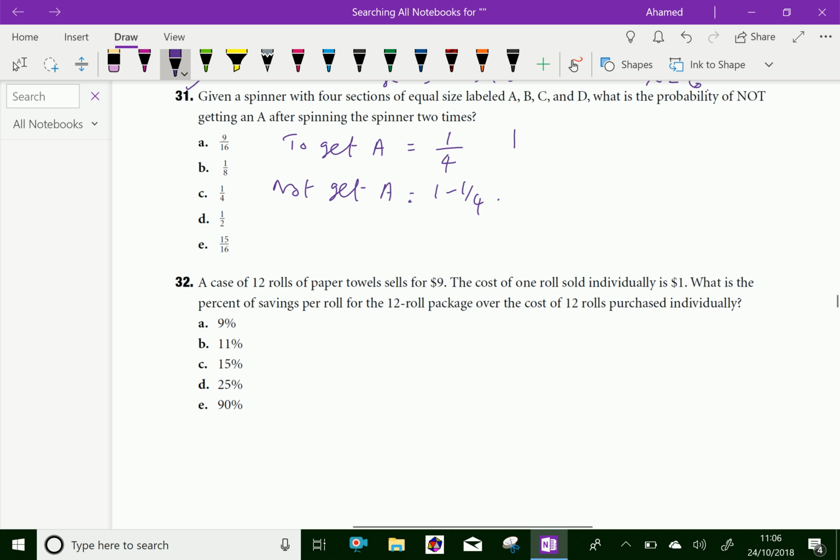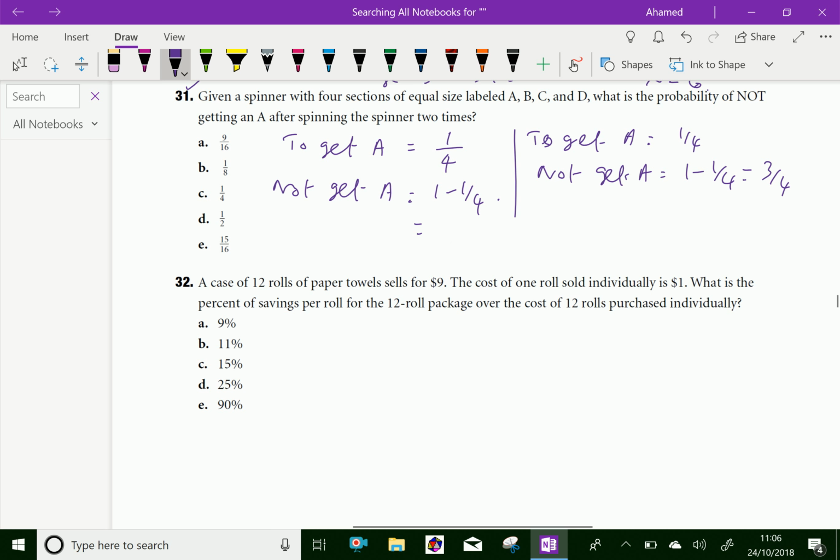In the second spin also, the probability to get A is 1 by 4, and not getting A equals 1 minus 1 by 4, which is 3 by 4.